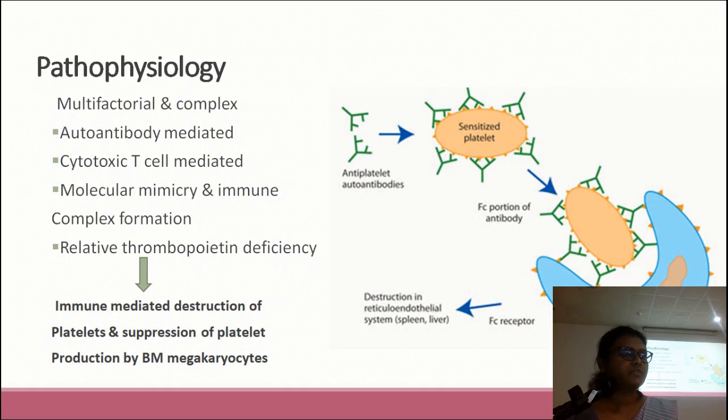Relative thrombopoietin deficiency. So what is thrombopoietin? It's a growth factor for platelet production. Megakaryocytes are the precursor cells in the bone marrow that produce platelets. So in ITP, because of peripheral destruction, bone marrow megakaryocyte mass increases and the turnover of platelet production is also increased. Because of that, the growth factor thrombopoietin becomes relatively deficient. So the ultimate result is immune mediated destruction of platelets or suppression of platelet production by bone marrow megakaryocytes.